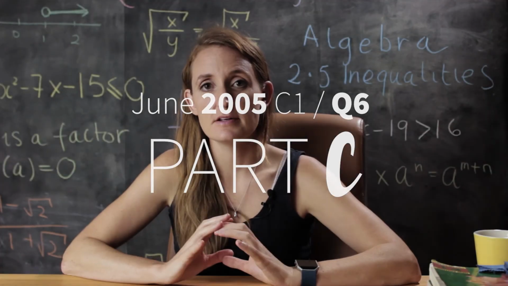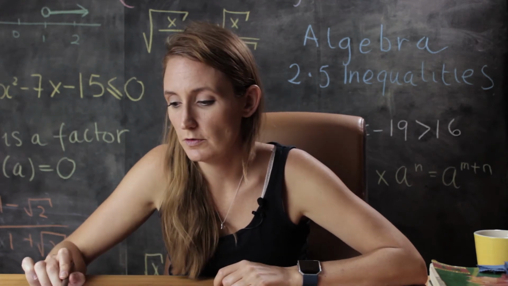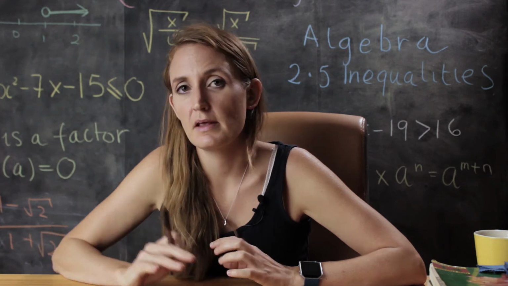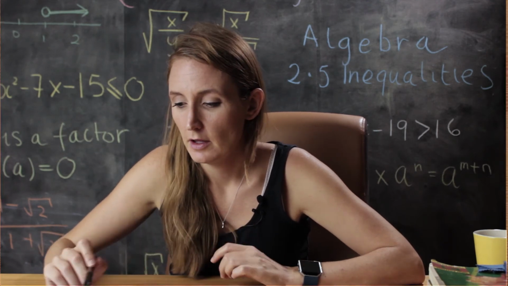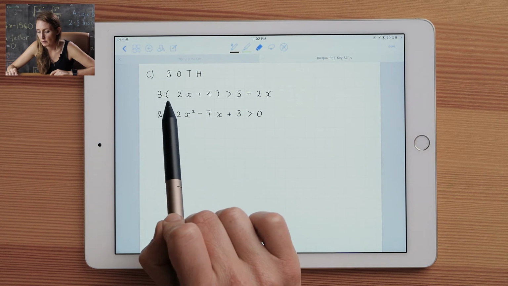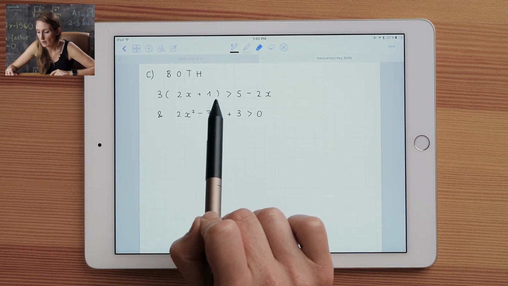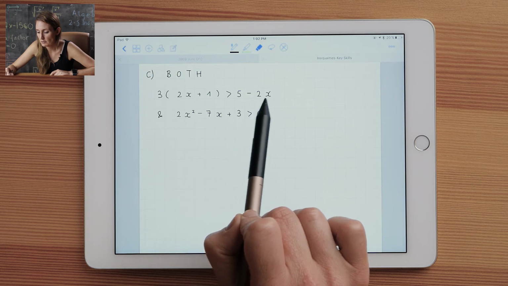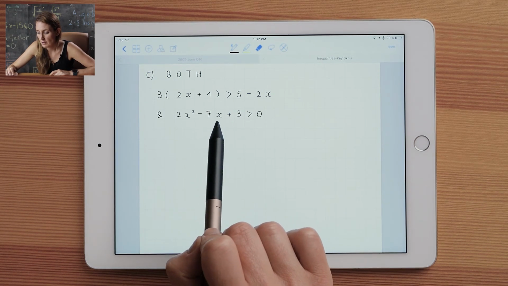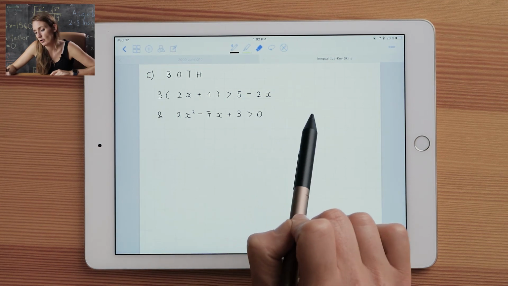Hi, this is the part C, or the final part, on June 2005 from the C1 paper. Now, this is what makes this question a little bit tricky. You're asked to shade the region or find the answer where both 3 with bracket 2x plus 1 close bracket is bigger than 5 minus 2x, and 2x squared minus 7x plus 3 bigger than 0 are true.